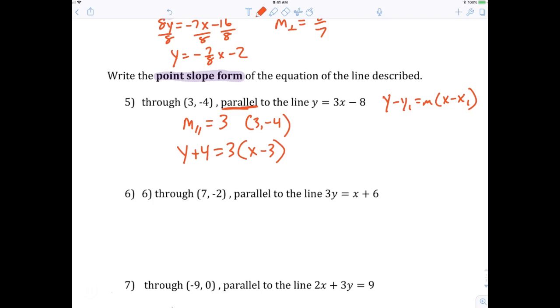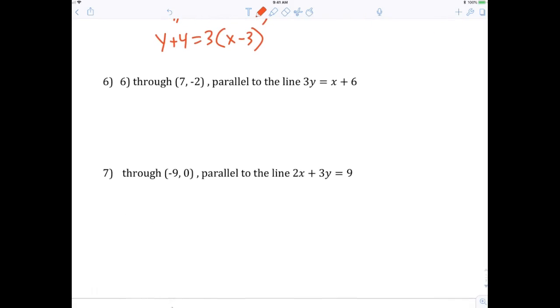All right. Now, what's the problem on number 6? Well, we don't have it in the right format. It's 3y instead of 1y. So what do I have to do first? Divide everything through by what? Divide everything through by 3. Divide by 3, divide by 3, divide by 3. So y equals 1/3 x plus 2. Are you okay with that?